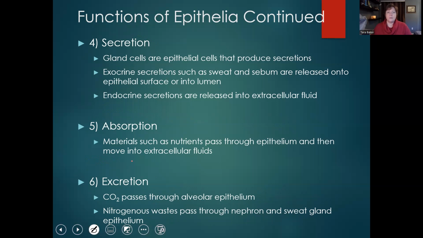Absorption. I already talked about transport. Absorption specifically is a specific type of transport. Absorption is taking nutrients from one side of the digestion and putting it into the bloodstream. And then excretion. Excretion is getting rid of waste products. So that's CO2 and nitrogenous waste products. Those have to cross over a membrane layer into the bloodstream so you can get rid of it. And so epithelia are going to be a boundary that those things have to pass across.